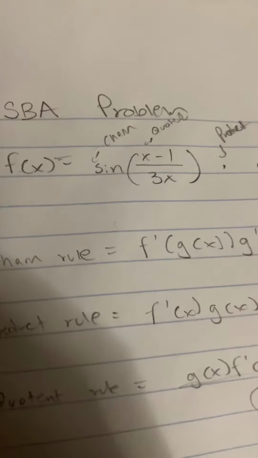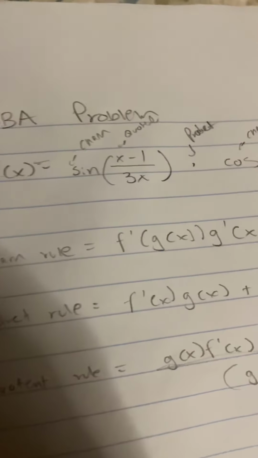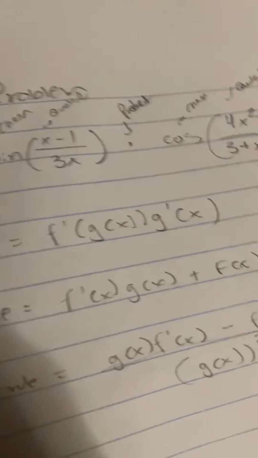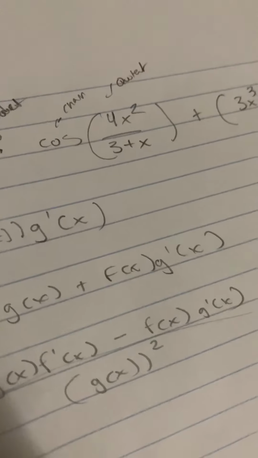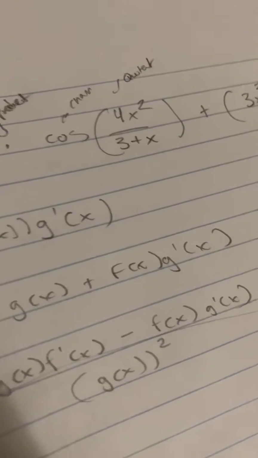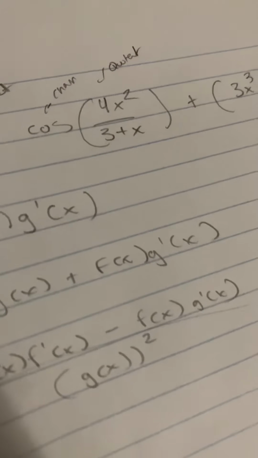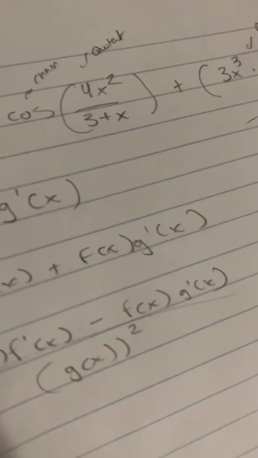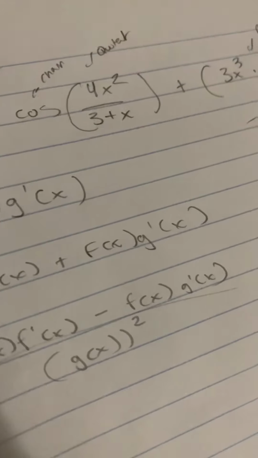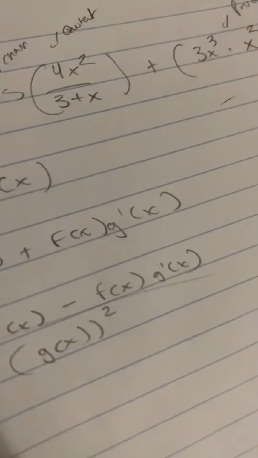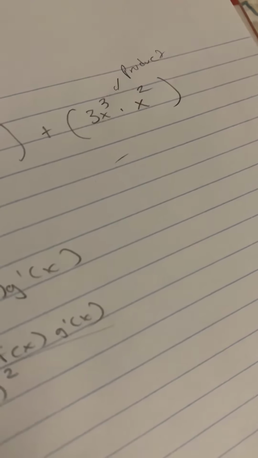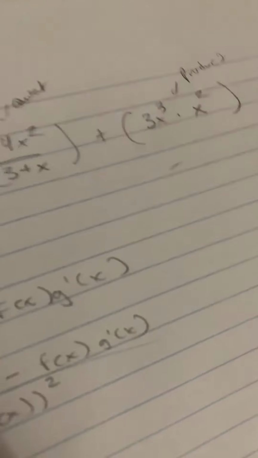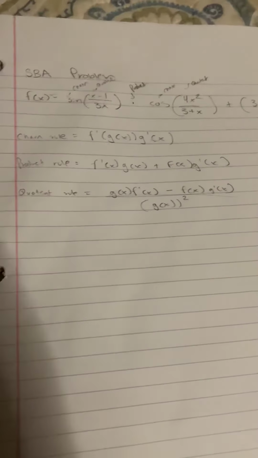There's a sine, there's a chain, and within that there's a quotient. You get multiplied by that, which is going to be a product, times another chain, cosine, and within that is another quotient, 4x squared divided by 3 plus x. And then you got here just 3x to the cube times x squared, which is just its own product. And I got my rules over here.